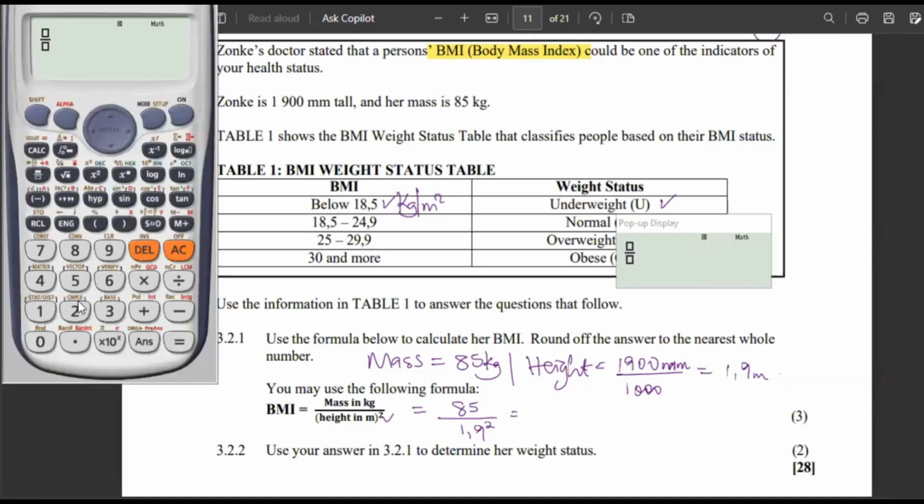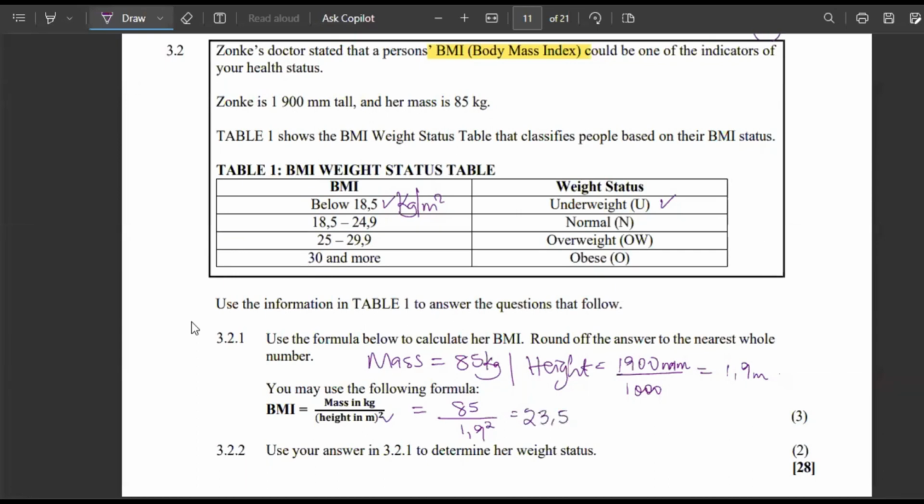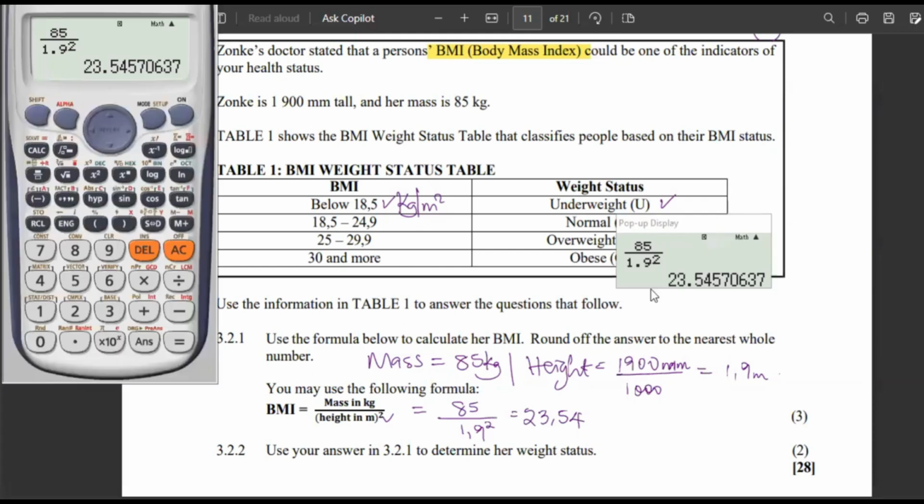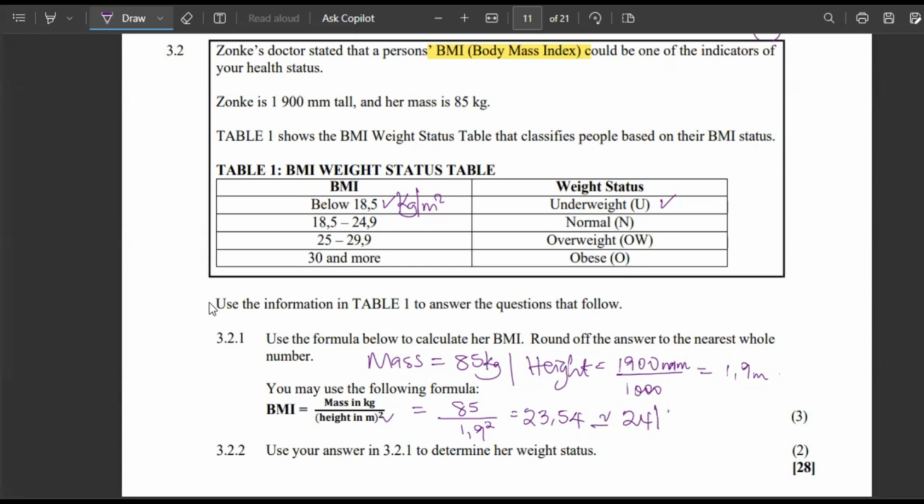So what we do? We press that key there. We need 85 over 1,9. It has to be squared. Press equals. And the final answer is 23.55 actually. But then they said round off to the nearest whole number. So this one here will become 24.